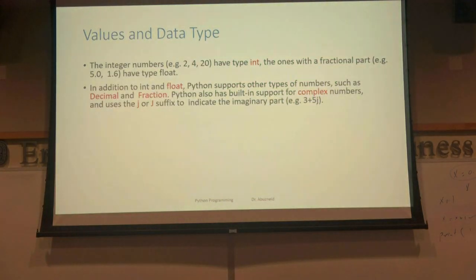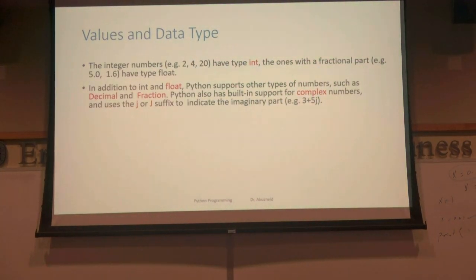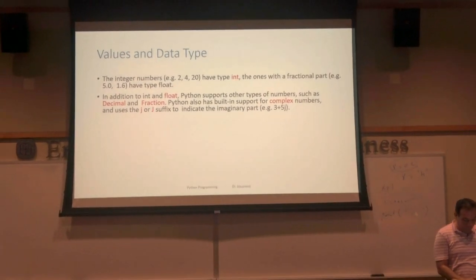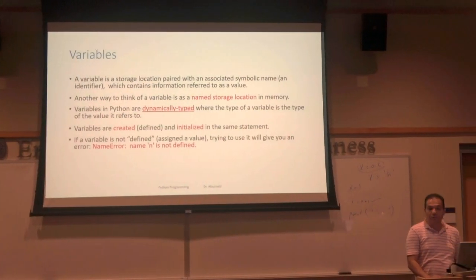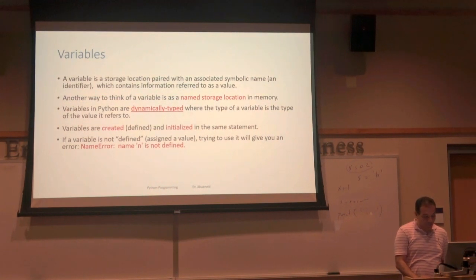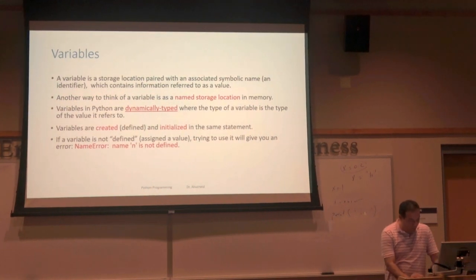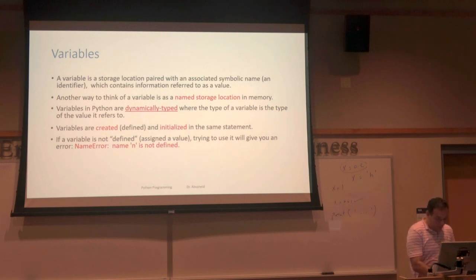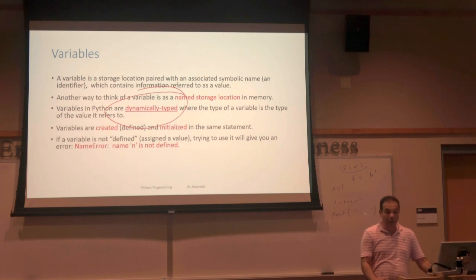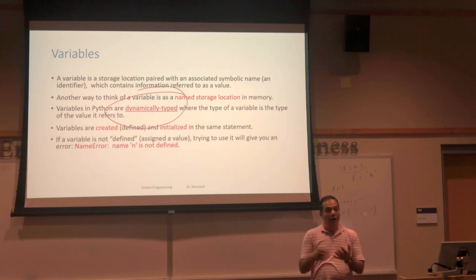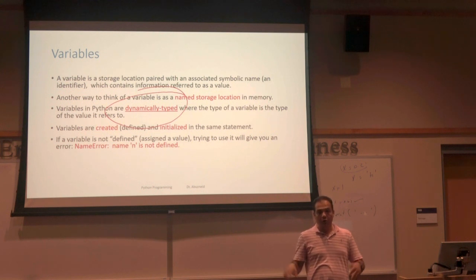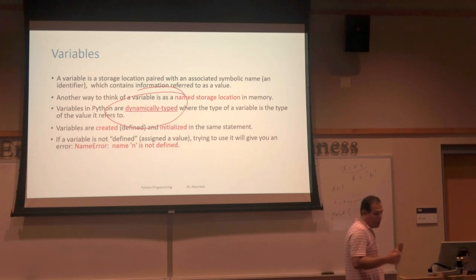There are complex numbers, but for that you have to include complex math, and you have to know what to include. Variables, all of us know what variables are. The most important thing you need to know is that they are dynamically typed. That means the type is given after it's given a value. So x equals 2 becomes an integer. x equals hello becomes a string, and so on and so forth.